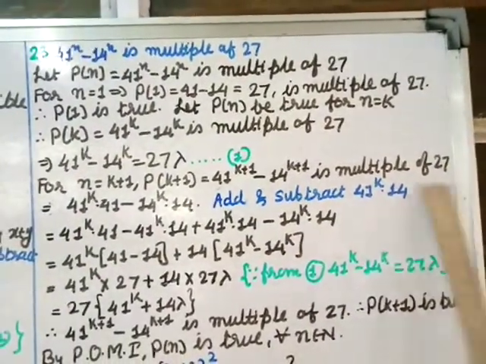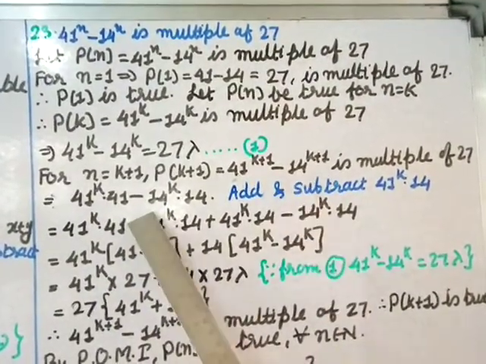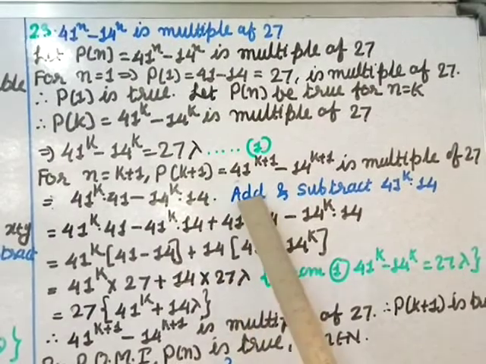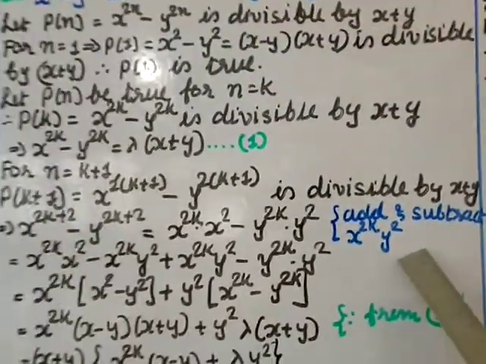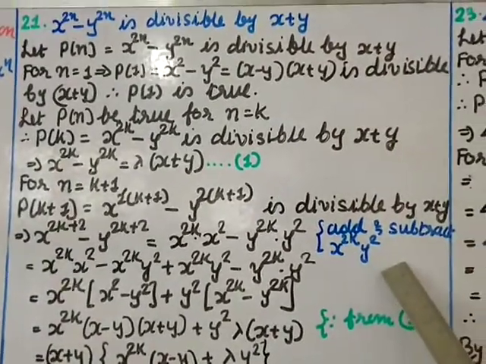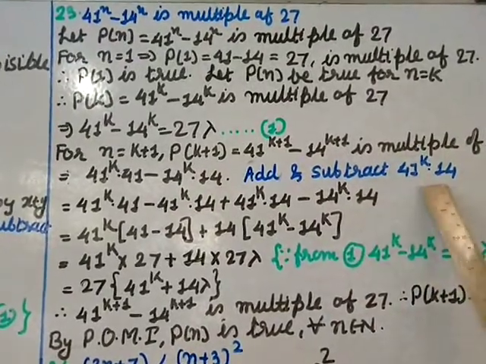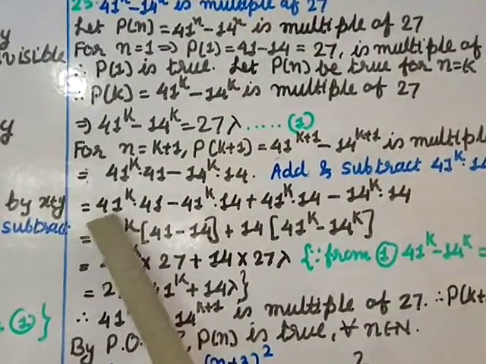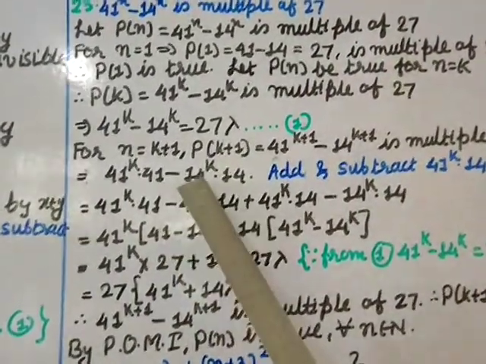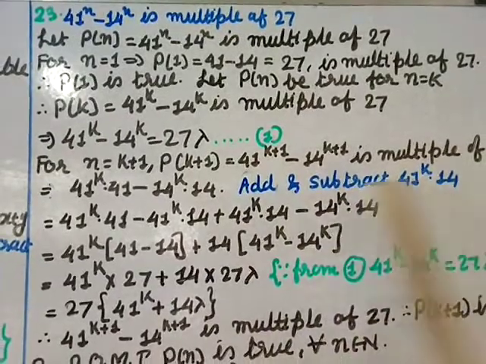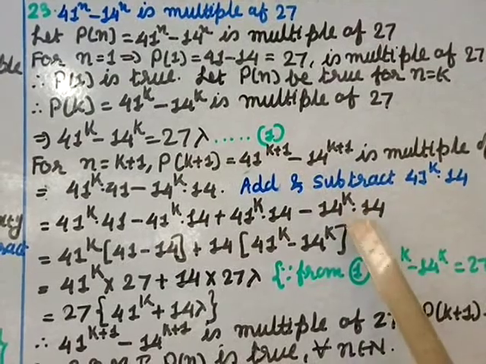This can be written as 41 power k into 41 minus 14 power k into 14. Add and subtract 41 power k into 14, just like in question number 21. We have done this the same way. Here also we are adding and subtracting 41 power k into 14. So first, as it is, 41 power k into 41, then minus 41 power k into 14, plus the same term 14 power k into 14, and this last term as it is, minus 14 power k into 14.